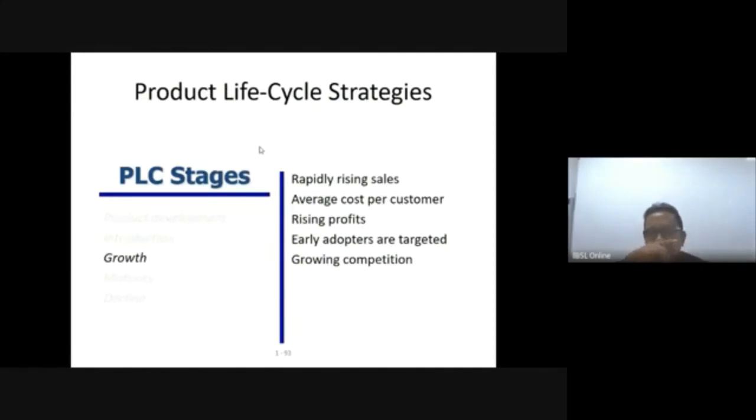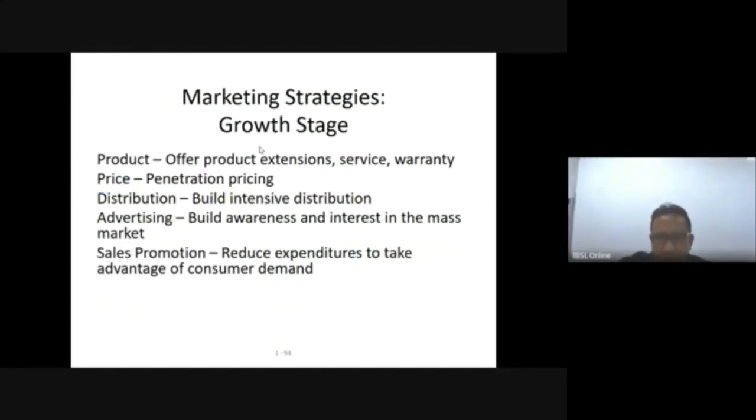Growth stage: rapidly rising sales, average cost per customer, rising profits, early adopters are targeted, growing competition. Strategies at the growth stage: offer product extensions, service, warranty, penetration pricing, build intensive distribution, build awareness and interest in the mass market, and sales promotion: reduce expenditures to take advantage of demand. This is a stage where you start facing competition. When you are in the growth stage you have stiff competition, because now people are aware of the product, and the competitors are aware of the product.